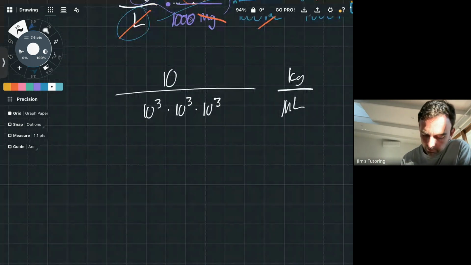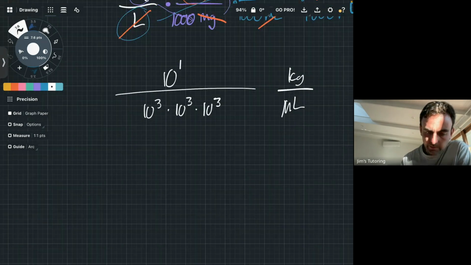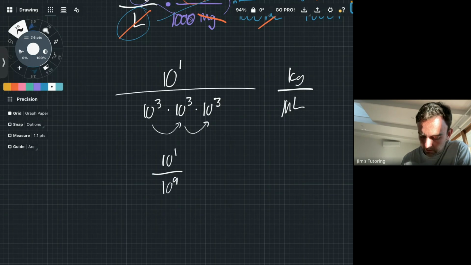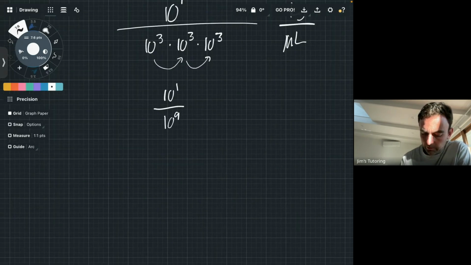And then convert this all to scientific notation. So that's the same as 10 to the 1, really. And then the bottom will be 10 to the, so it'll be 3 plus 3 plus 3. So it'll be 10 to the 1 over 10 to the 9. And then with the other index law, we get minus. So it's 1 minus 9. So the final answer will be 10 to the negative 8.